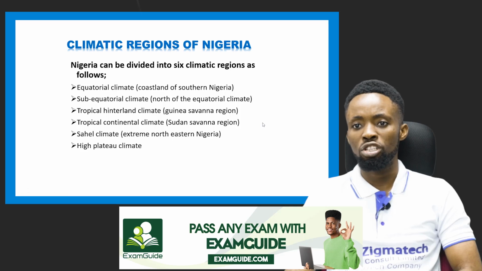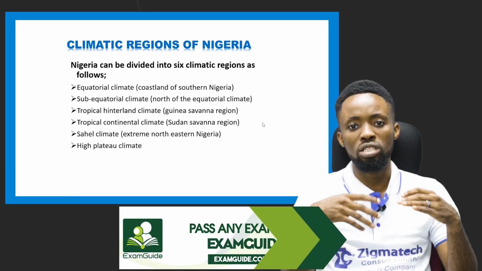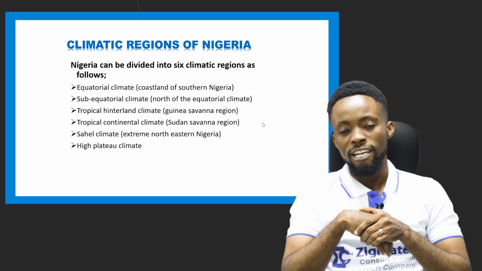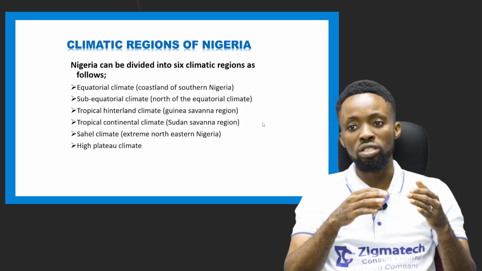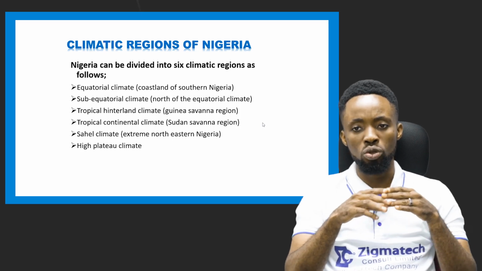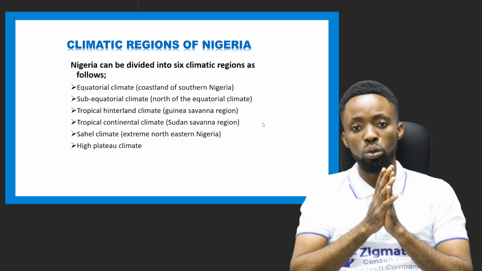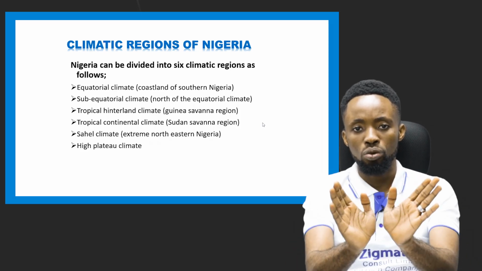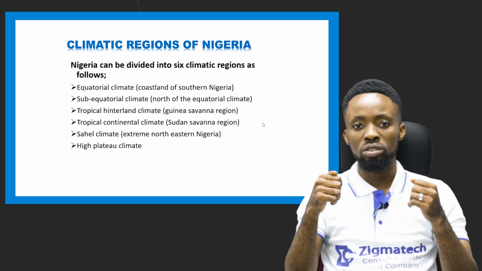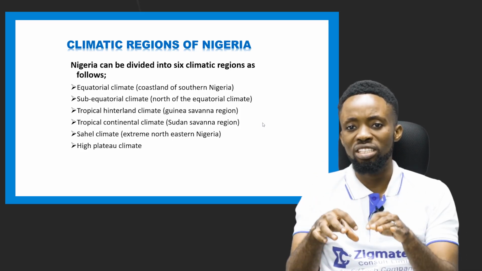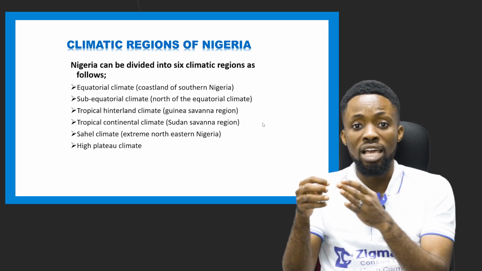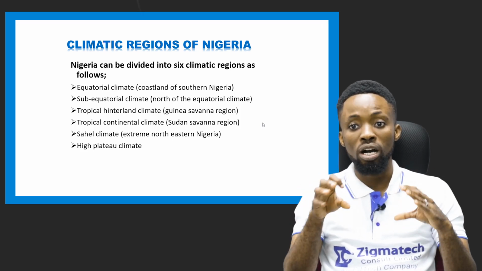Now let's talk about the climatic regions of Nigeria. The climate of Nigeria is actually divided into 6 regions or categories. The first category of climate in Nigeria is called the equatorial climate, and this climate is found in the coastland of southern Nigeria. Then the second one, immediately after the equatorial climate, is the sub-equatorial climate at the northern part of the equatorial climate. Then as you progress further towards the middle part of Nigeria, we have what we call the tropical hinterland. This climate is found in the Guinea Savannah region of Nigeria. So if I go to places like Niger, Abuja, Adamawa and the rest, I will experience the tropical hinterland climate.